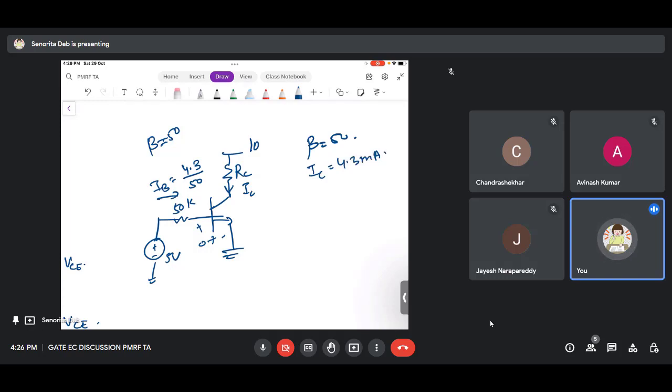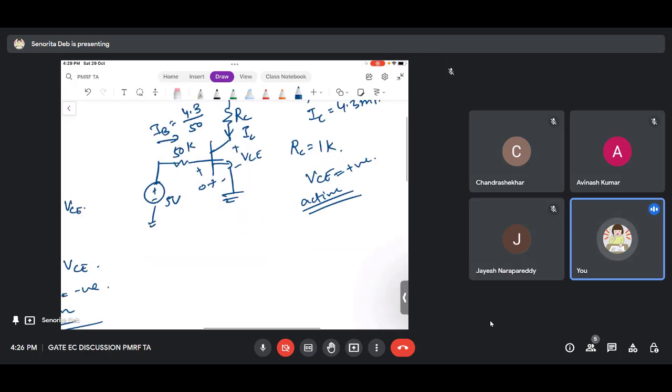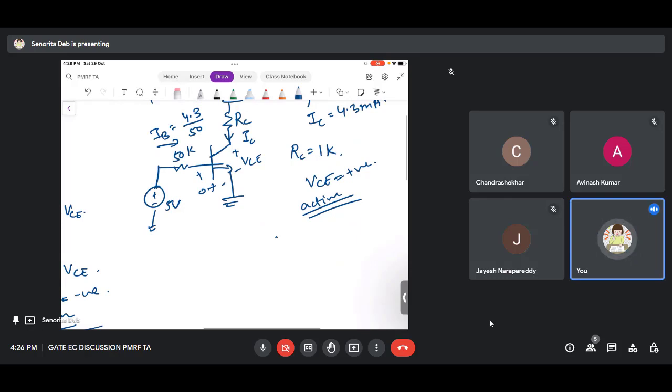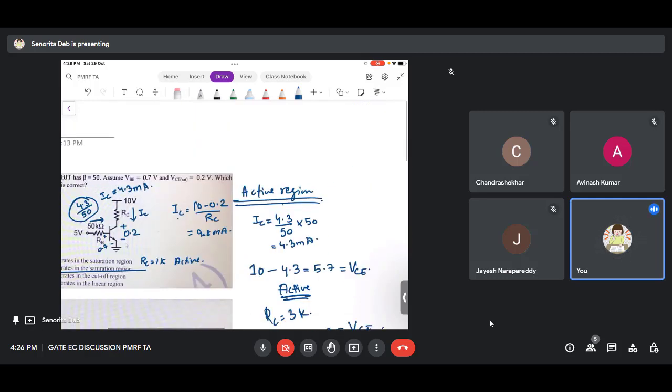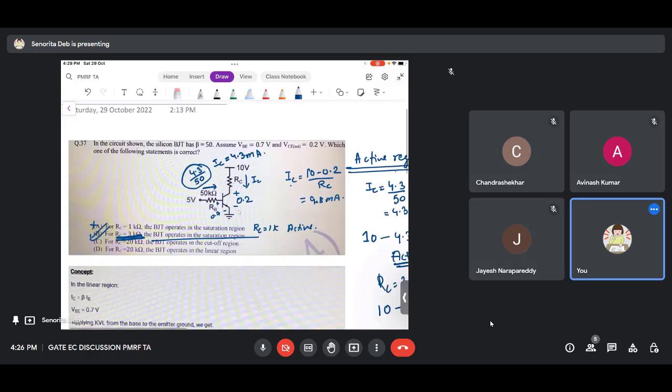In options, RC is 1K. For 1K, I will just put in the value and check what VCE is. I found that VCE came out to be positive. That means it was in active region, and in the option it is given in saturation. So that option cannot be the answer. Therefore, I will check the next option, where RC is 3K and VCE came out to be negative. Therefore, it is in saturation region, and my option matched. So this is how you should solve it in GATE. You can take the help of the options.